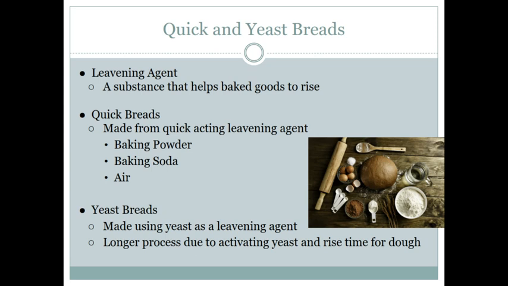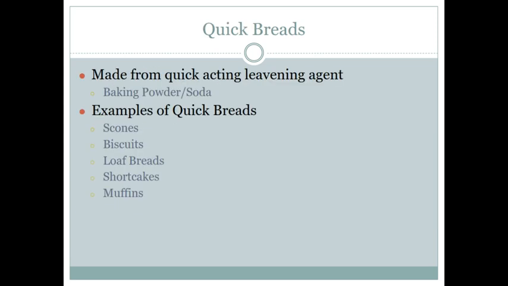Quick breads have what we call quick acting leavening agents, and that is baking powder, baking soda, and air as well. Air would be an example of a leavening agent in things like angel food cake. Yeast breads have to use yeast as a leavening agent, and this is a much longer process due to the process it takes to activate the yeast and to let the yeast do its thing to rise the dough. But again, that will be next week.